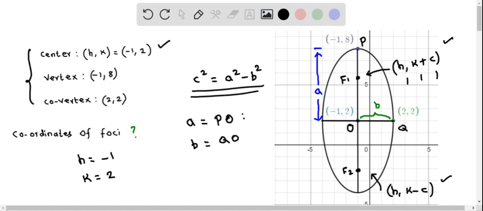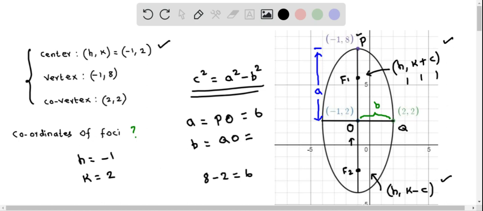A is basically the distance between the point P and O. Since these 2 points lie on the same vertical line, that is on the same x coordinate negative 1, we just have to simply subtract their y coordinates. So here we have the y coordinate of P as 8, and the y coordinate of the center O is 2. So when we do the subtraction, we get 8 minus 2, this equals 6. So we can now say that the value of A equals 6.